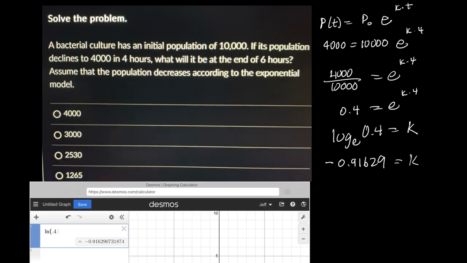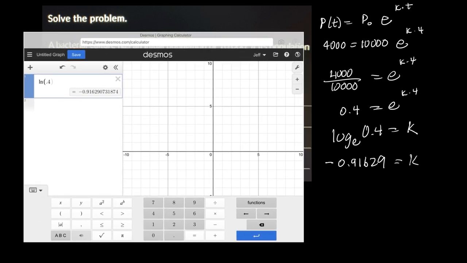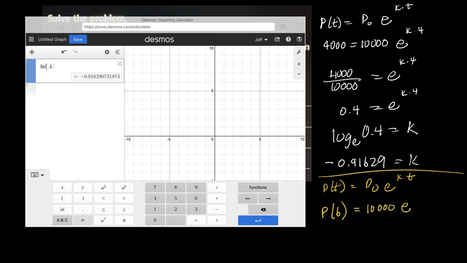Okay, now it says, what will the population be at the end of 6 hours? So what I need to do is write my formula again. Let me write that down. So P of t equals P0 e to the k times t. And they want to know what the population is after 6 hours. So I'm going to plug in a 6 everywhere I see a t. I'll use the same initial amount of bacteria. Now I can use my k value, negative 0.91629 times 6. That's how long they want to know.